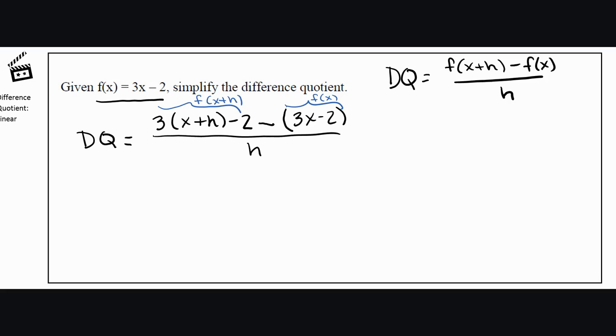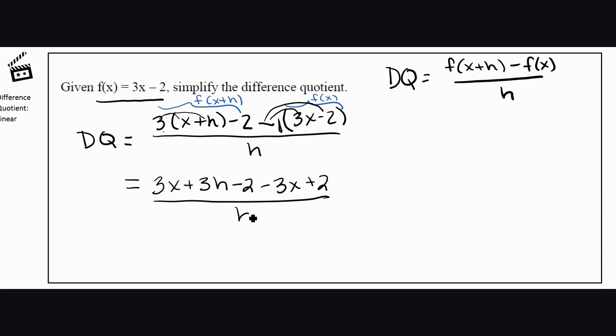Now what we're going to do is do some algebra, and we're going to work so that we can simplify it. So the first thing we're going to do is distribute this 3 to the x and the h. That will give us 3x plus 3h. We'll bring down the minus 2, and then we'll distribute this minus. And you can think of that like a negative 1 if you want. So that'll give us a negative 3x. Then distribute the negative 1 to the negative 2. Negative 1 plus negative 2 is positive 2, all over h.